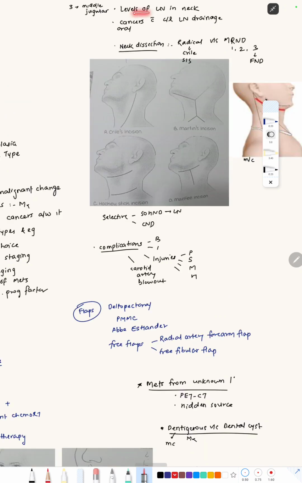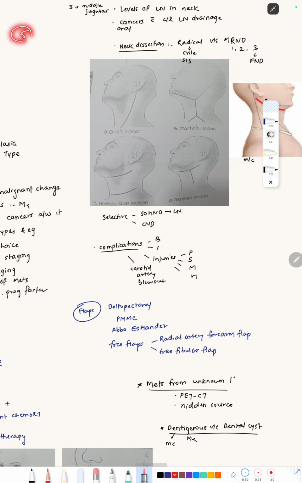Then talking about the levels of lymph nodes in the neck. In the levels of lymph nodes in the neck, there are 7 levels. So 1A is submental, 1B is submandibular, then 2 is upper deep cervical or upper jugular, 3 is middle deep cervical or middle jugular, 4th is lower deep cervical or lower jugular. All these lymph nodes lie in the anterior triangle of neck.